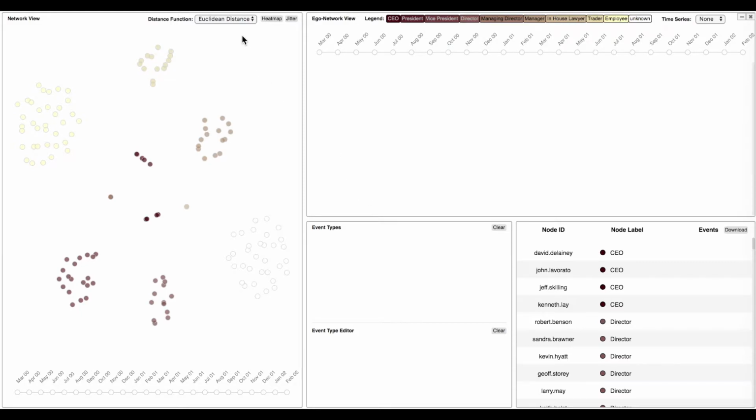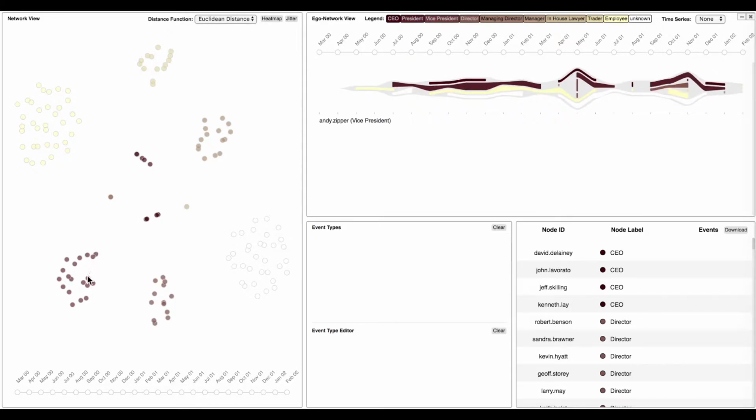There are two major views in Segue: the network view and the ego network view. The network view shows a spatial layout of dynamic ego networks. Each dot represents a dynamic ego network. Users can change the distance function for computing the distance between dynamic ego networks.